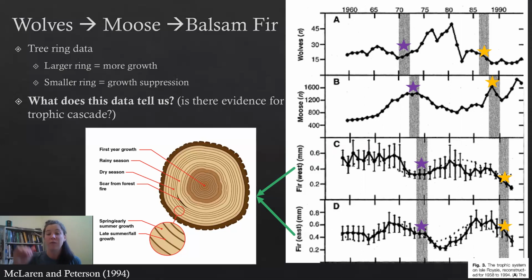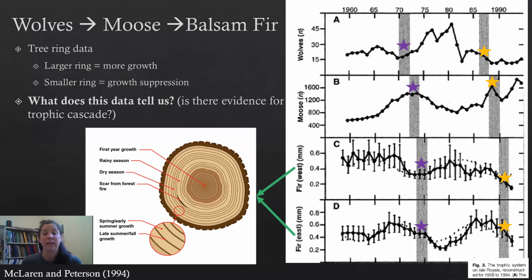And then those two figures below are looking at the tree ring data. And so a wider millimeter measurement, up there by 0.6, means that the rings are larger. That means the tree was healthier that year. Smaller growth rings indicate the tree is not doing as healthy. The west indicates the west side of the island, the east indicates the east side of the island. And so in this case, they got data from both the west and the east side of the island.